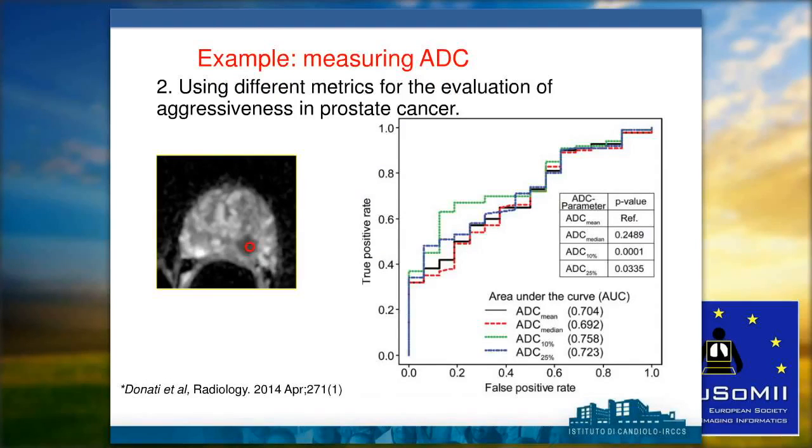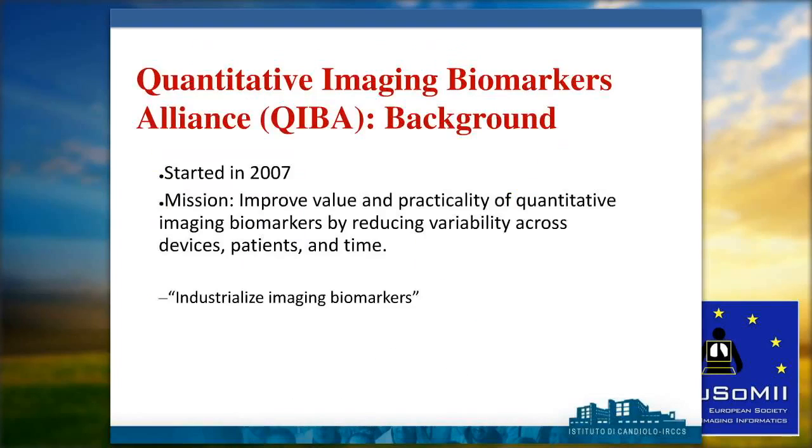And here again, we can use different metrics, and we have different results. For example, here you can see if we use mean or median or other parameters, then we get different ROC curves. So we should standardize also the way we measure ADC.